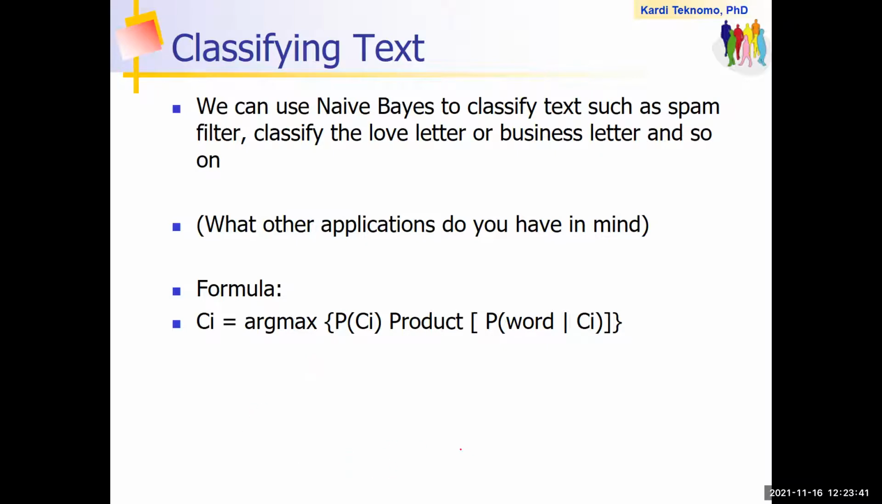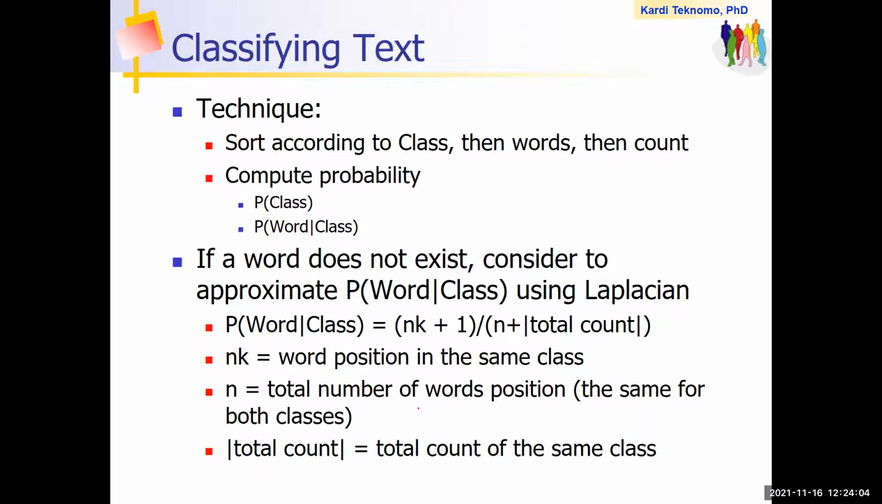First, what you will do is calculate the probability of each class. This class is love letter or business letter, right? And then you multiply by the product of the probability of each word given the class. What is the technique? Number one, because you are new to naive Bayes, you sort based on the class. You join everything and then separate based on the class, and then you separate per word and count the words.